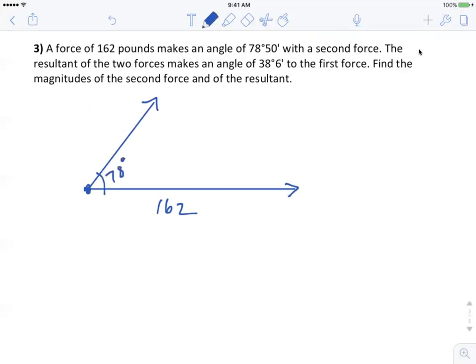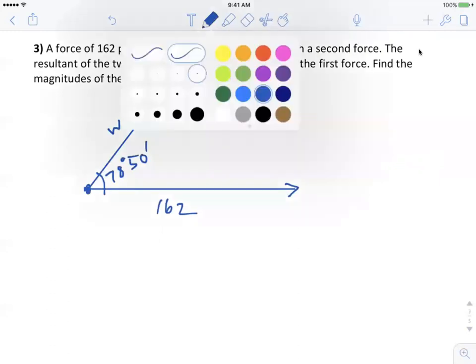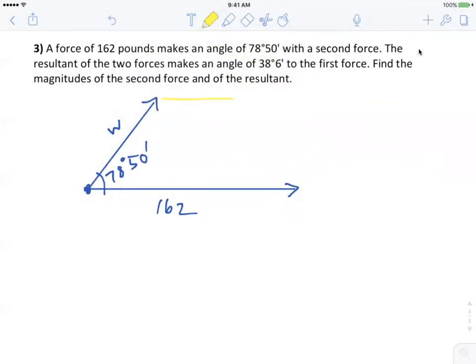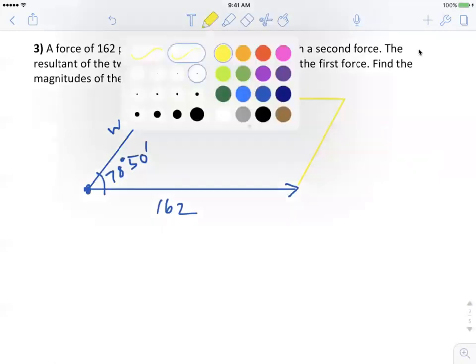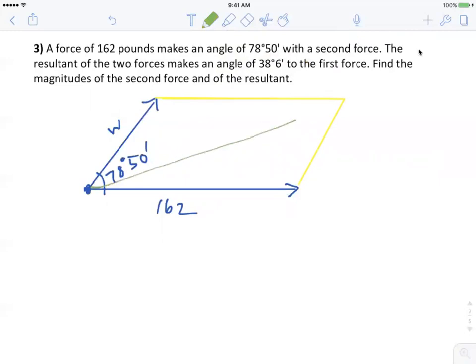And it's 50 minutes. Okay, remember that stuff, 50 minutes. All right. And let's just call this force W. And then we know there's going to be a resultant. So I can make my parallelogram. That one didn't really line up. And I like, for some reason, doing that in green. All right. Okay. There we go.